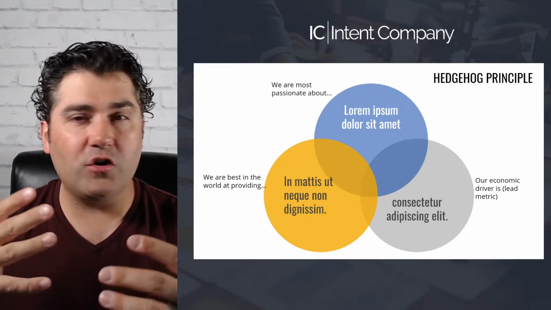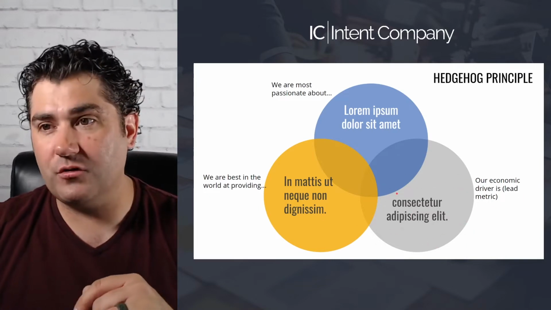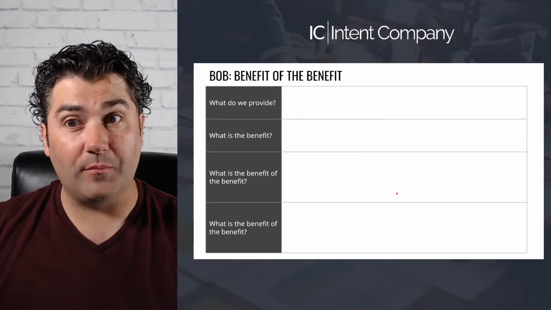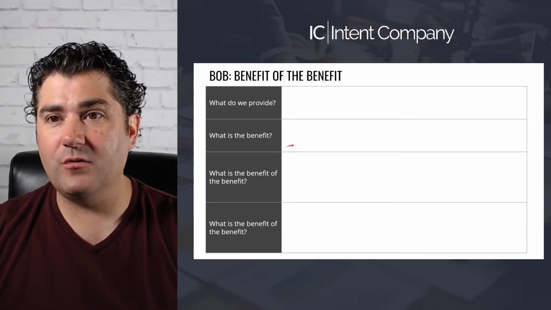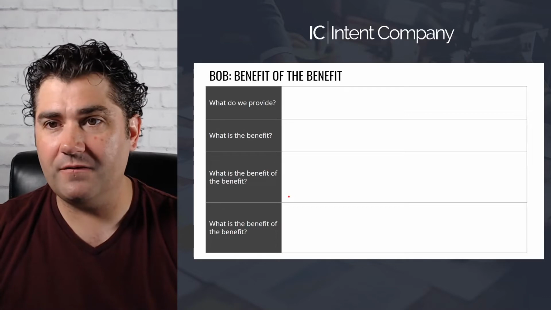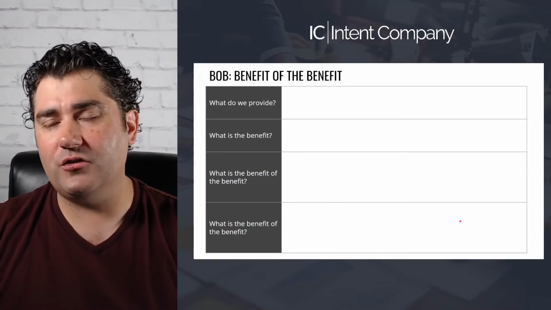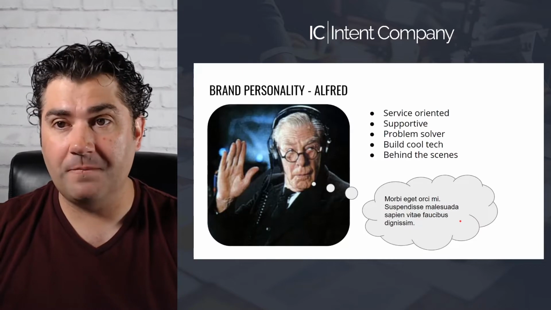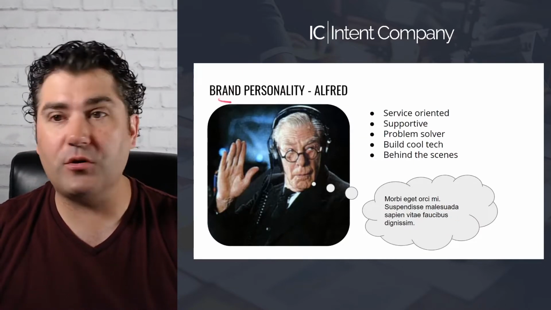But what are you passionate about? What could you be best in the world at? What success drives your business? Remember Bob. What about Bob? What do we provide? What's the benefit? What's the benefit of the benefit? Again, your new team member looking, saying, this is the core end value that we provide to the people who need it most.